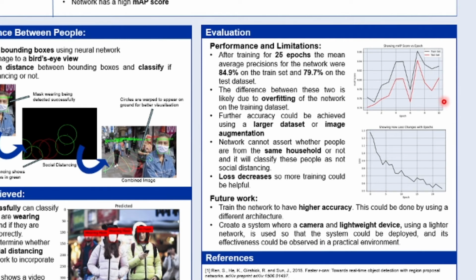To improve accuracy, I could make a larger data set or use image augmentation, which is a way of making the images different, such as rotation or color changes, which can make the network a bit more robust. And this would also make the dataset larger. The training loss steadily decreased, however, it does not reach a plateau, indicating that more training could be useful to improve the network. In future work, using a different network architecture could help improve the accuracy.